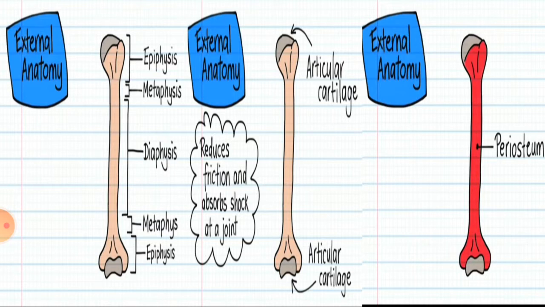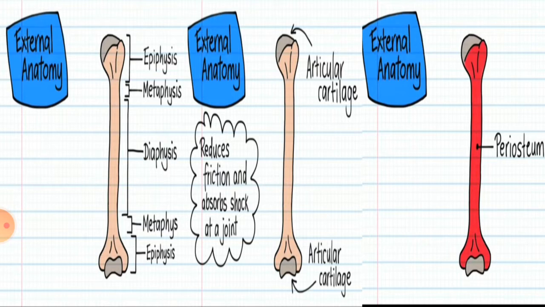And metaphysis is a junction between the epiphysis and diaphysis. Important thing to remember about the metaphysis is basically here you can find the growth plates of long bone, which basically helps in growing the long bone. The next part is the diaphysis, and you can also call it the shaft of a long bone. This is the part where the primary ossification centers appear.